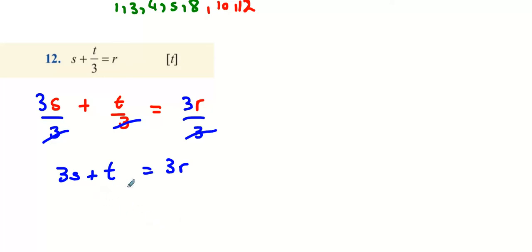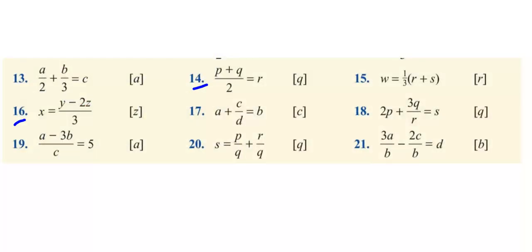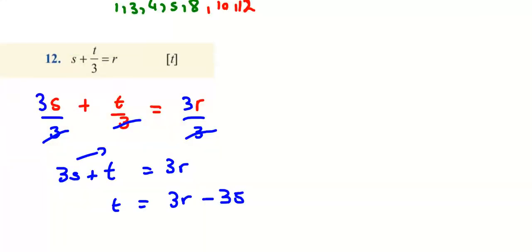Next thing we're going to do, guys, we need to get the t on its own. So we move the 3s from the left hand side where it's positive or plus to the right hand side where it is a negative. Okay, and we're good to go. So we've done 1, 3, 4, 5, 8, 10, 12. Now we're on to 14 and 16.